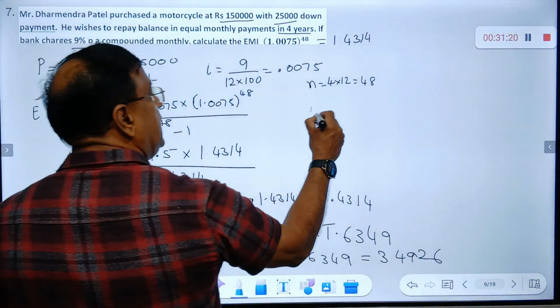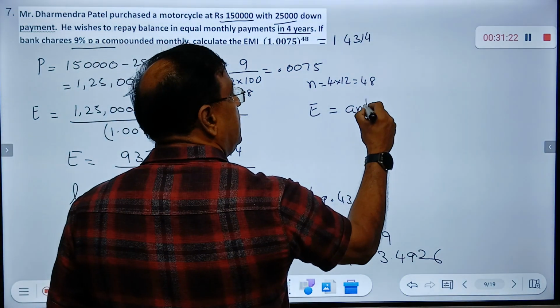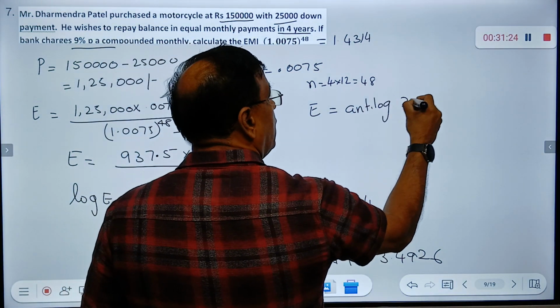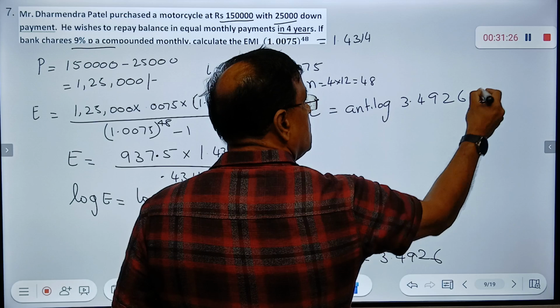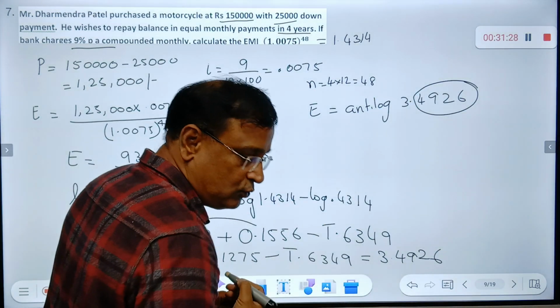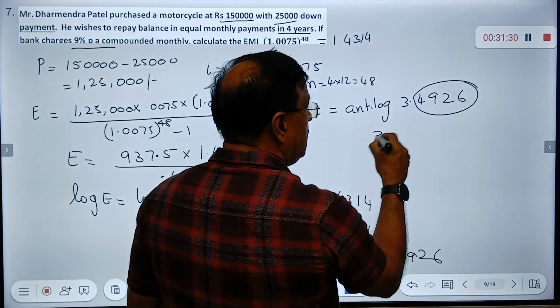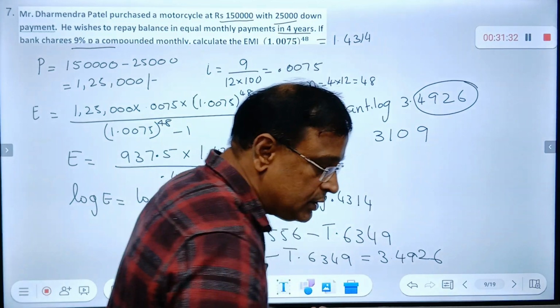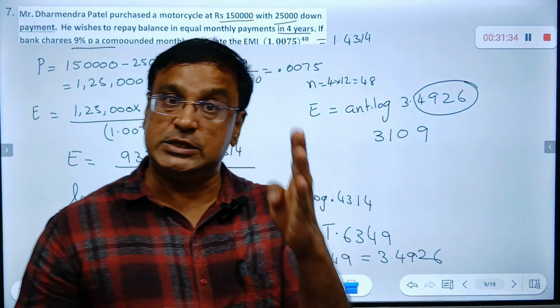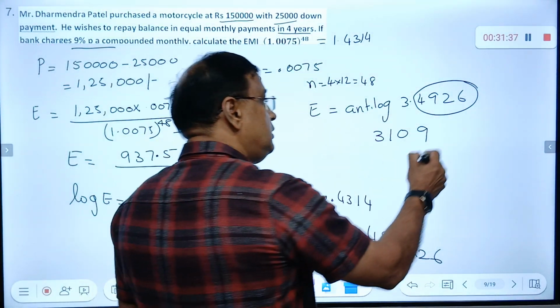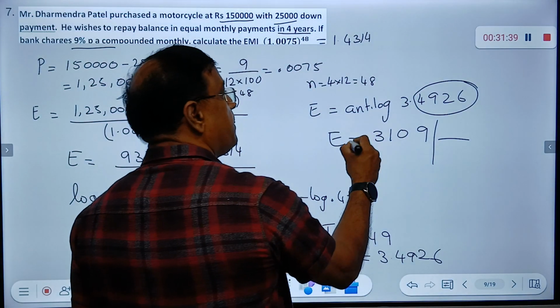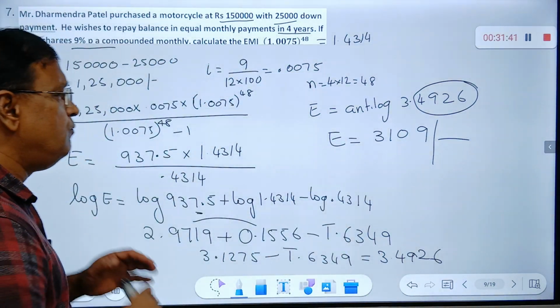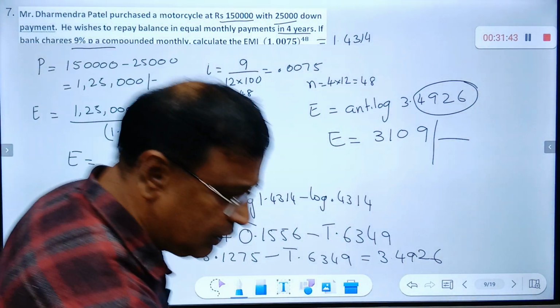Now E is the anti-log of 3.4926. Look at the anti-log of 4926. It happens to be 3109. Since the characteristic is 3, it has to be a 4-digit number, and I already got it. So this is my EMI. Fantastic, isn't it? Very, very simple, not difficult at all.